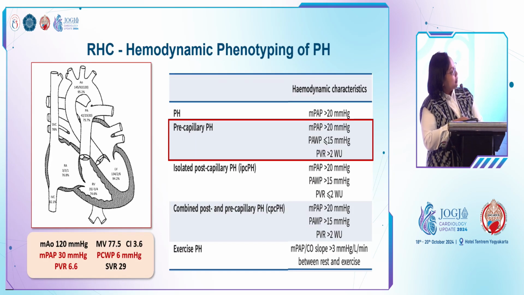Yeah, this is the example of right heart catheterization in that patient. So we see the MPAP. There's an increase in mean pulmonary artery pressure, so the normal is only 20. And this patient is having 30 millimeters of mercury. The PVR is 6.6. And we see the pulmonary capillary wedge pressure is 6 millimeters of mercury.